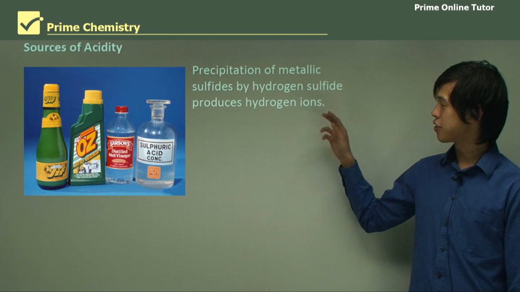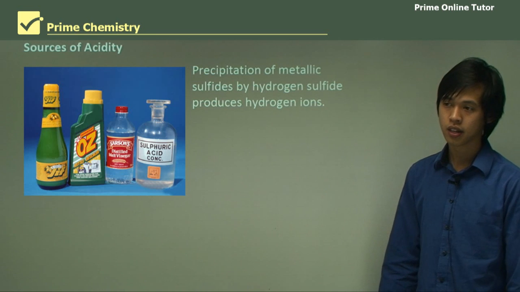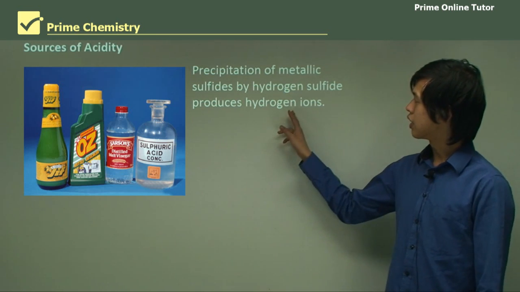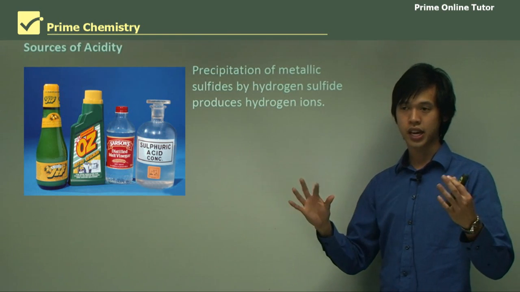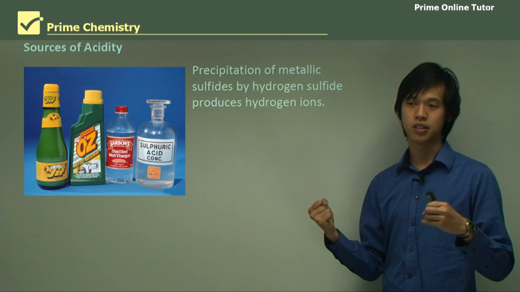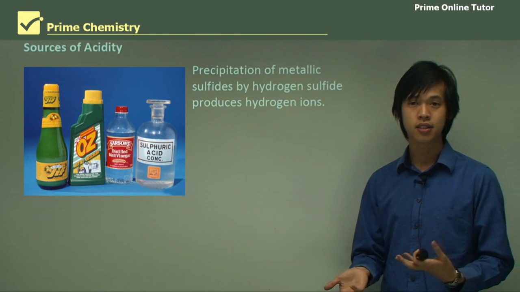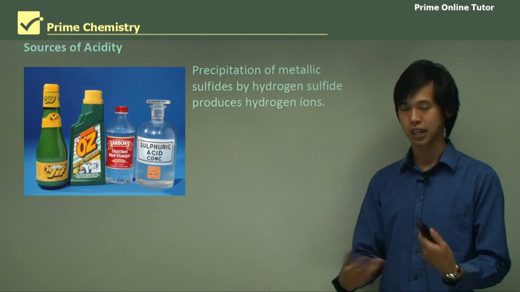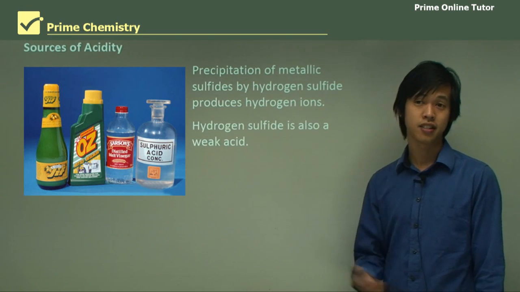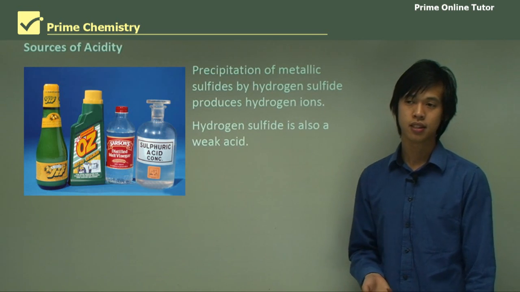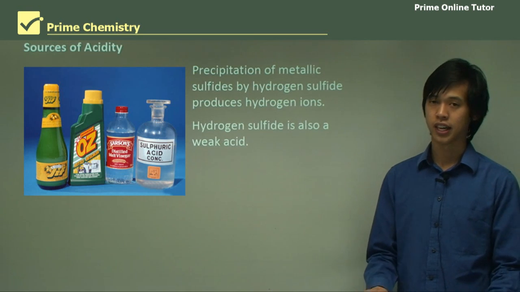Precipitation of metallic sulfides by hydrogen sulfide produces hydrogen ions. Basically, if you have metallic ions and you're near hydrogen sulfide, you can precipitate them out as metallic sulfides, and then the H2 from the H2S has to go somewhere and it becomes H+, so you increase the acidity that way. Hydrogen sulfide is also a weak acid, so that's another form of acid that you can get in the ocean.